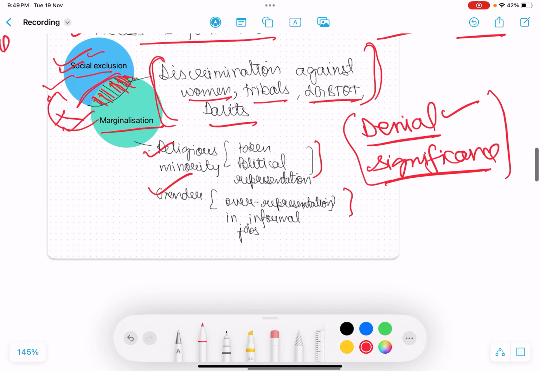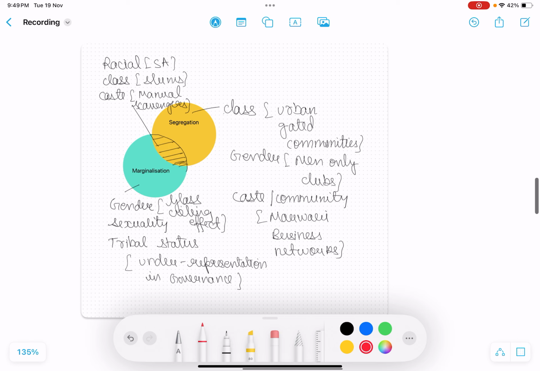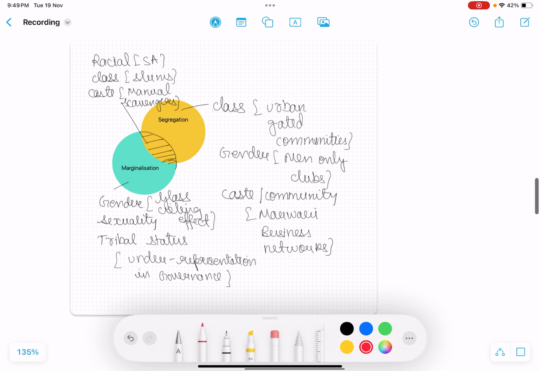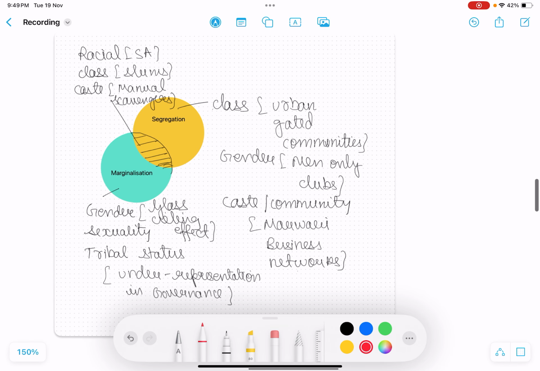All right. Now let's look at the overlap between segregation and marginalization. As we've said before, segregation is physical separation or social institutional separation. So we're looking at segregation, which is not marginalization, first of all.